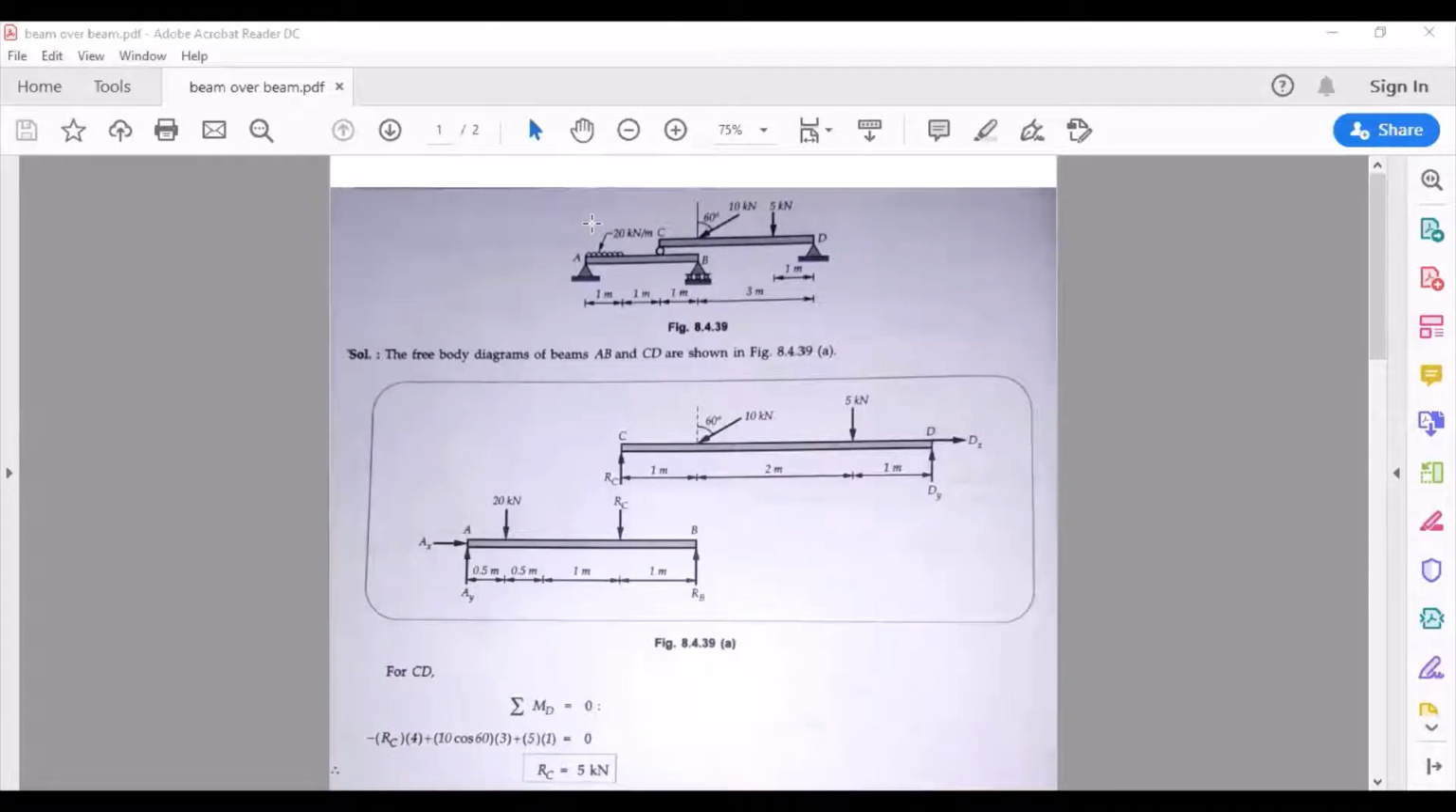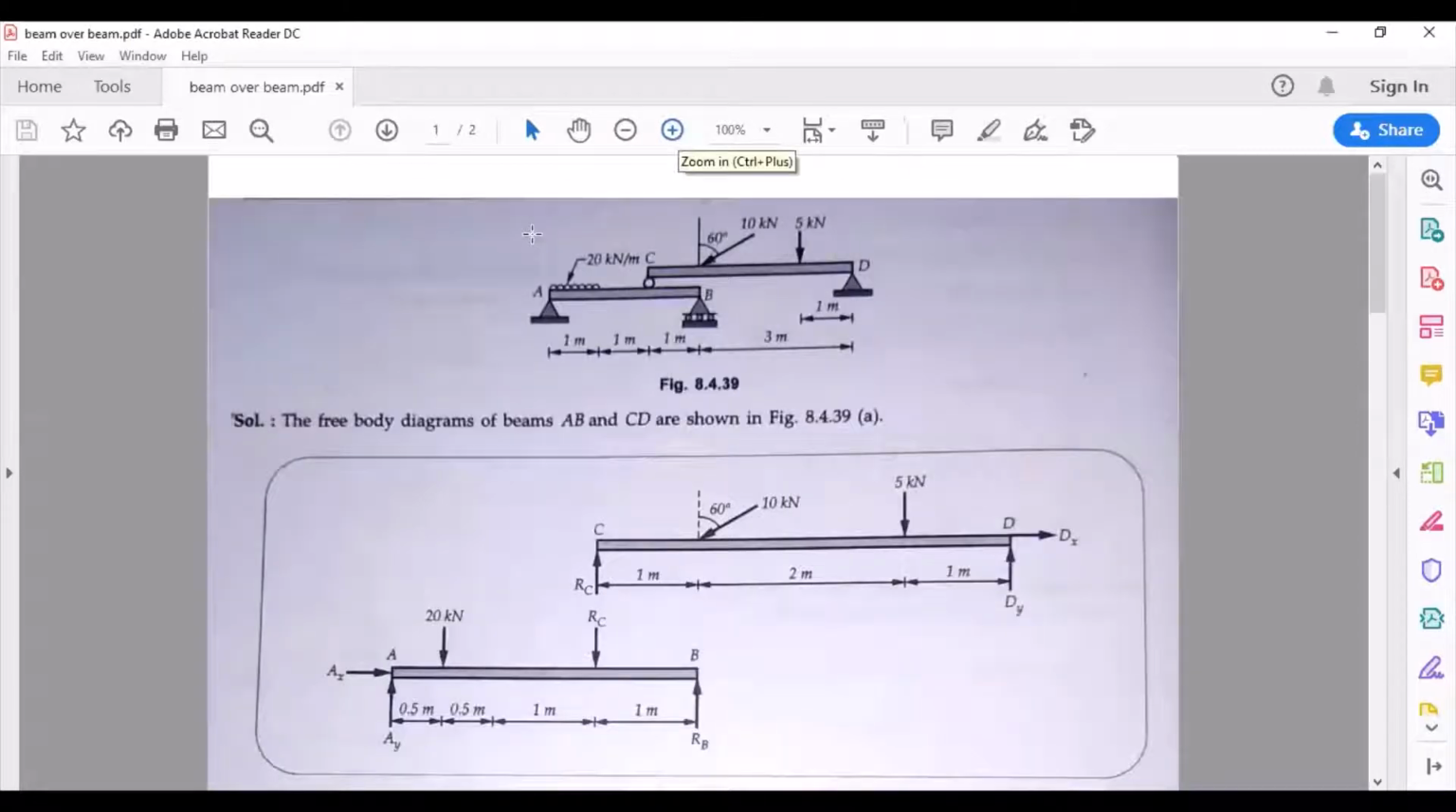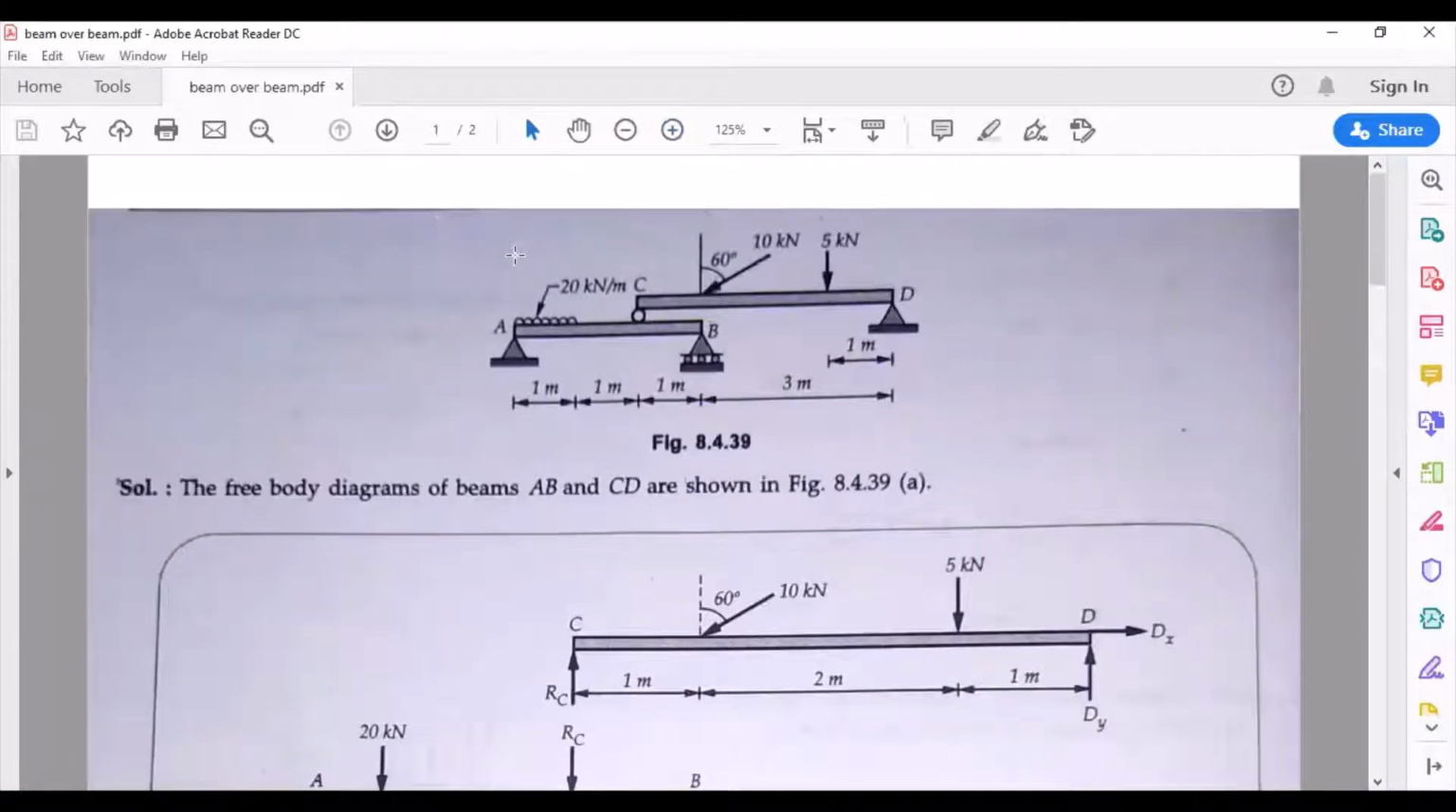Yes, so you can just see the problem. This is a problem wherein you can see that there is one beam CD which is resting over a beam AB. Now each beam has different loading conditions.